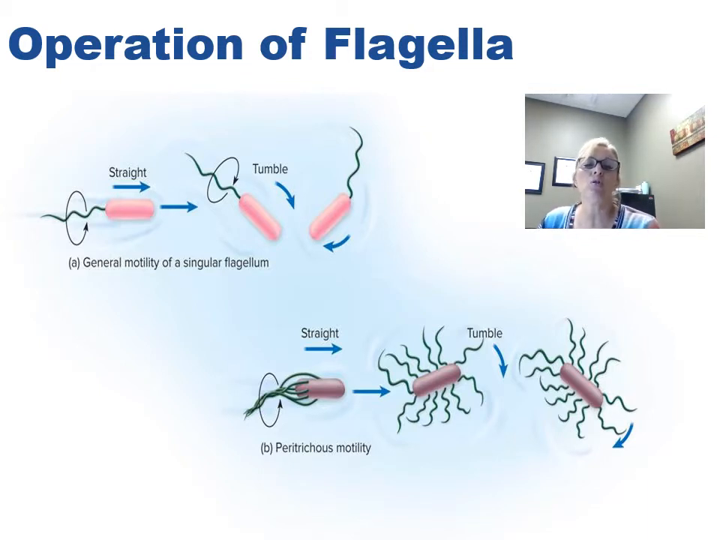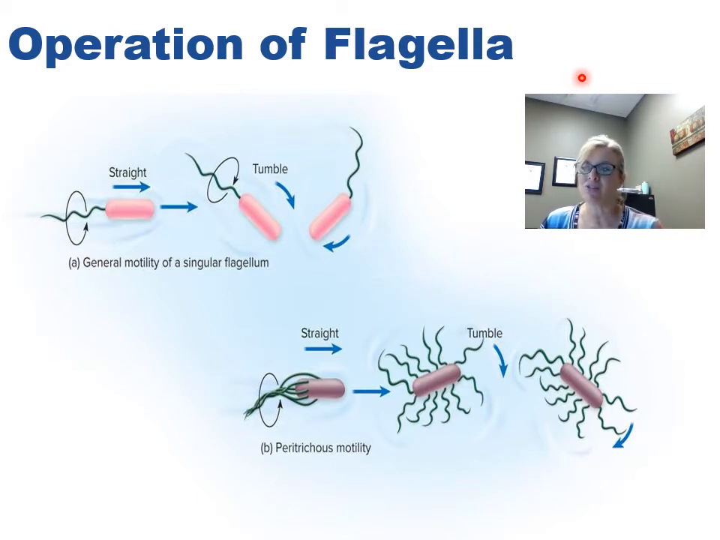When this polar flagellum here rotates counterclockwise, the cell is going to be propelled forward. Actually, I think that should be clockwise and then counterclockwise. So when it changes direction, it's going to stop and do what we call a tumble. You really just have to watch the video to get this.